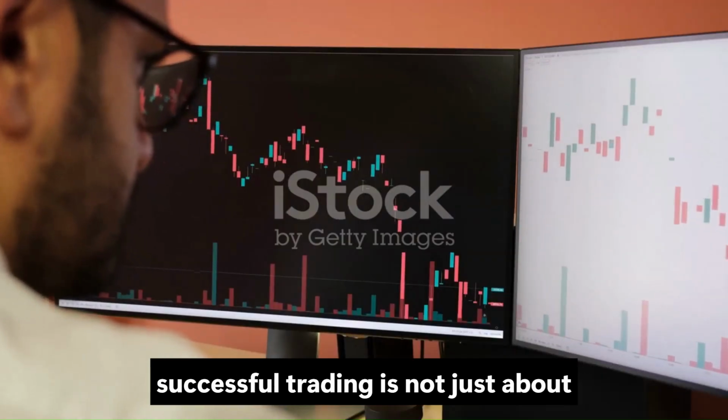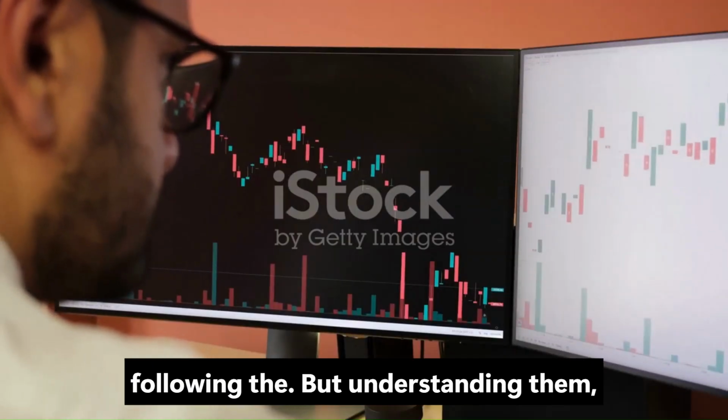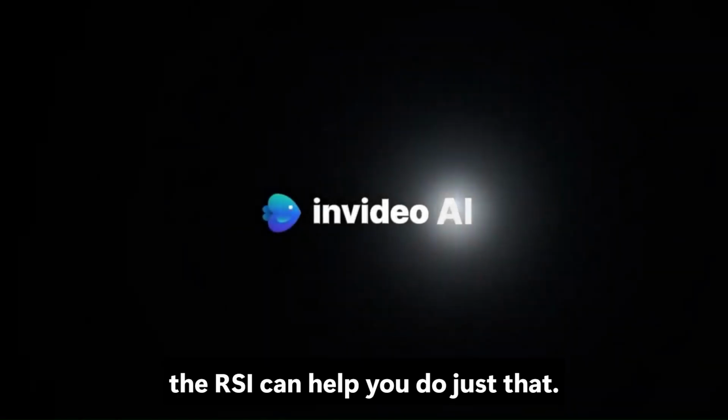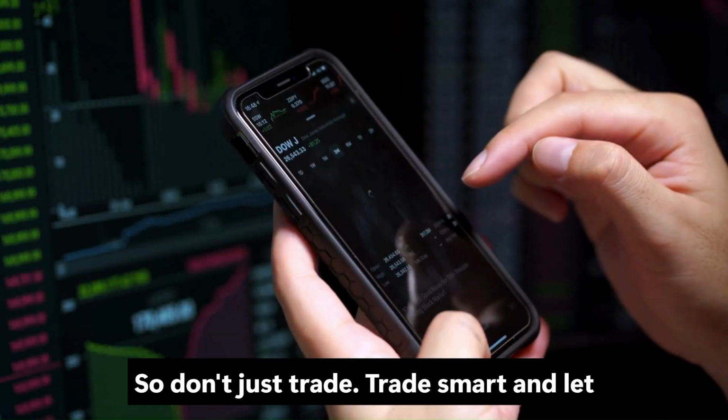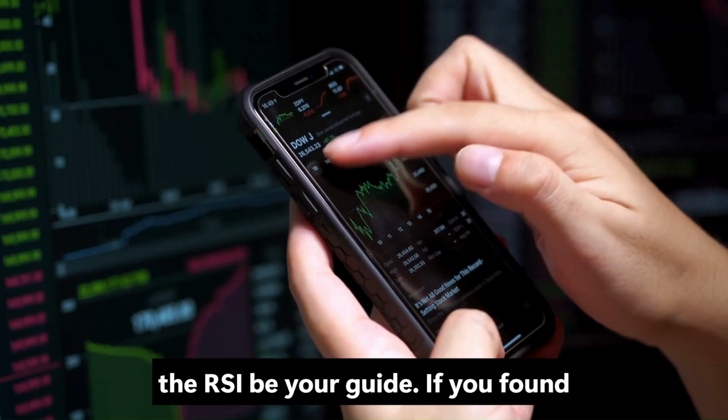Remember, the key to successful trading is not just about following the trends, but understanding them. The RSI can help you do just that. So don't just trade. Trade smart and let the RSI be your guide.